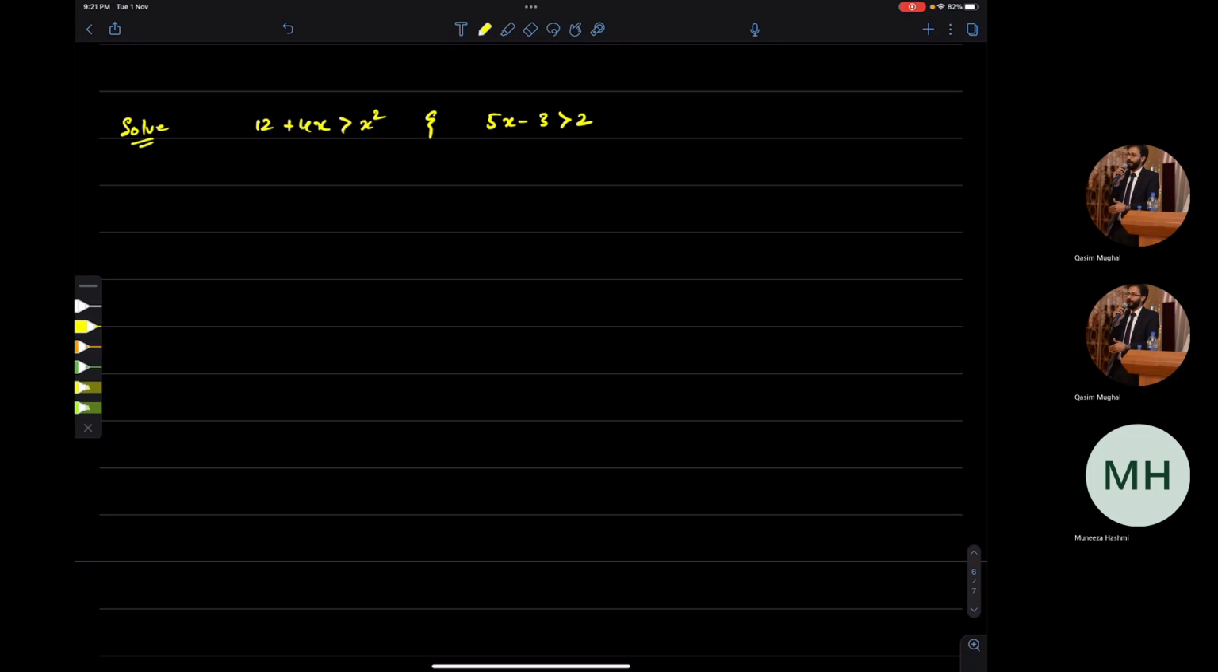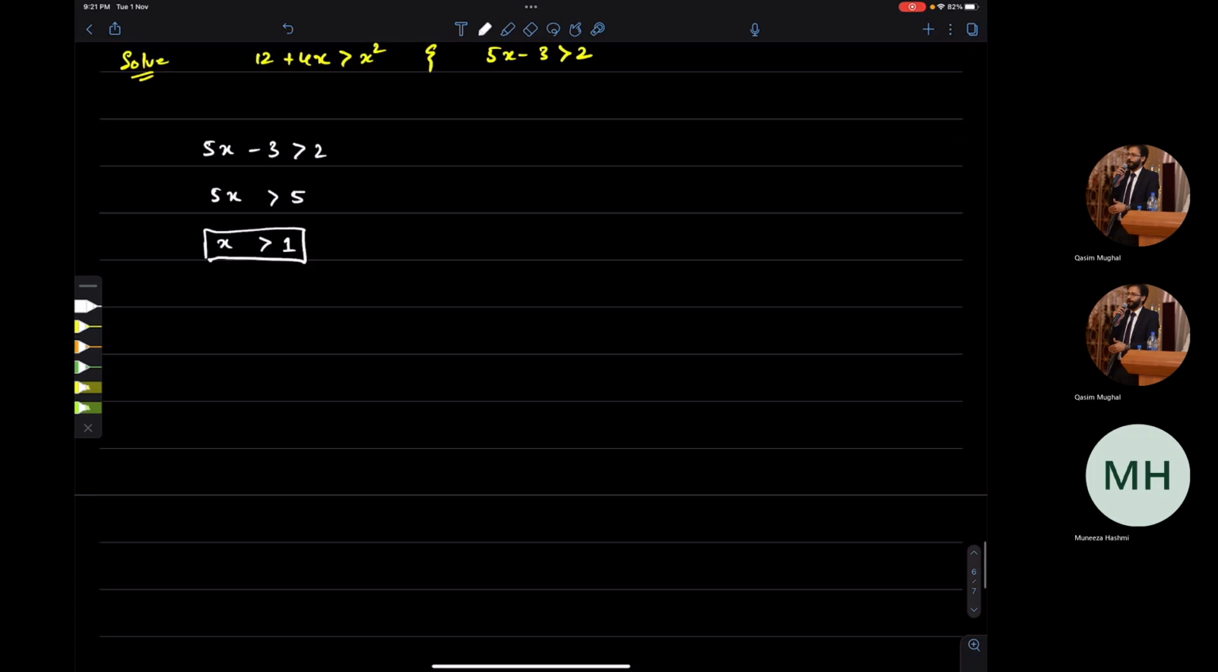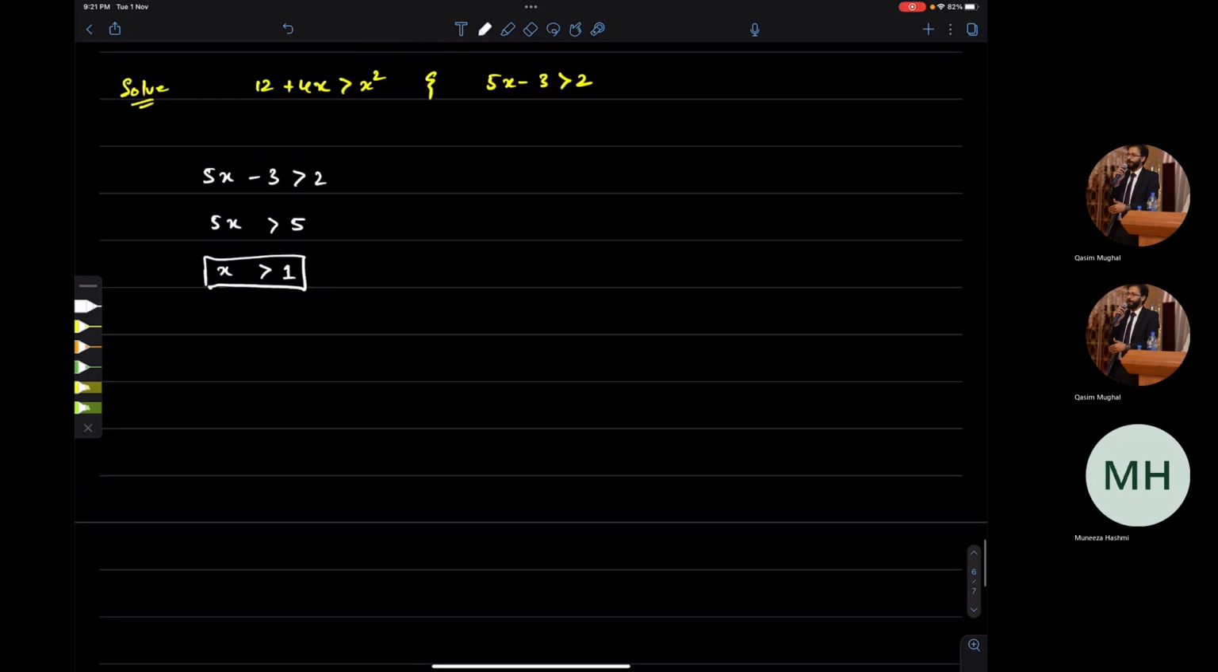All right, so I'm going to solve both of them separately. Let's begin with the linear one because that's the piece of cake. 5x minus 3 greater than 2, 5x greater than 5, and x greater than 1. Got it? Yes, sir.